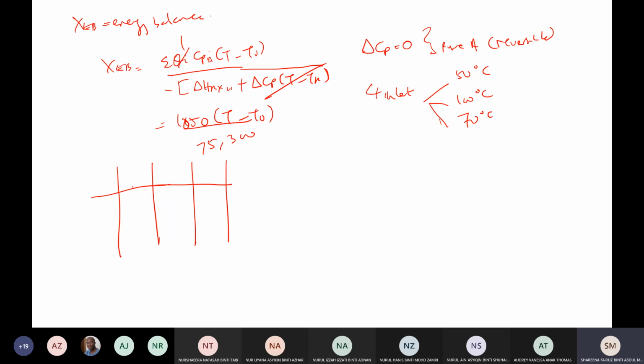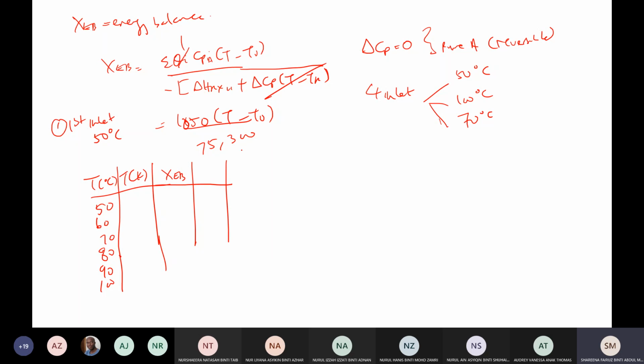Okay, so sekarang ni XEB, dia katakan tadi dia ada 4 inlet, you kena test satu. We focus for the first inlet, which starts at 50 degree Celsius. So you punya temperature, you start sini 50 lah. 50, 60, 70, 80, 90 and 100 and so on. Okay, and then convert lah dekat K in order for you to get what is the XEB.